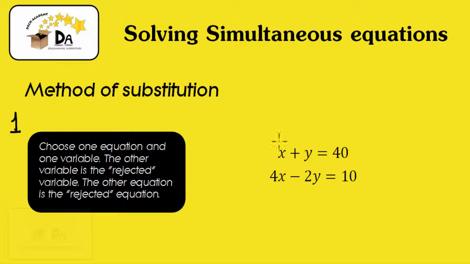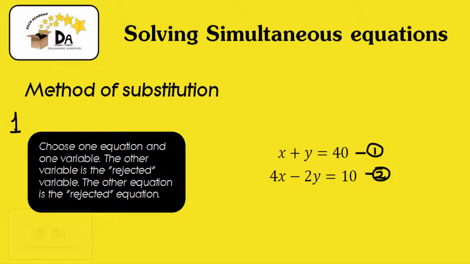But before looking at that, this is the system of two equations. We have two equations in two variables. You have this equation x plus y equals 40, which has the variables x and y, and I'm going to call this equation 1, and another equation 4x minus 2y equals 10, which has the variables x and y. So two equations in two variables. We're going to apply the method of substitution.